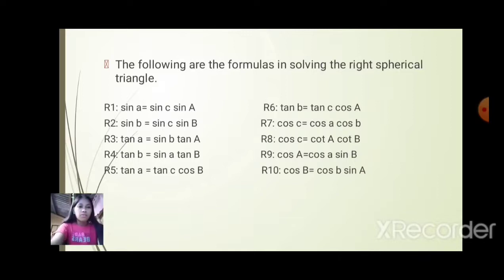R7, cosine c is equal to cosine a cosine b. R8 is cosine c is equal to cotangent A cotangent B. R9 is cosine A is equal to cosine a sine B. And lastly, R10 is cosine B is equal to cosine b sine A.